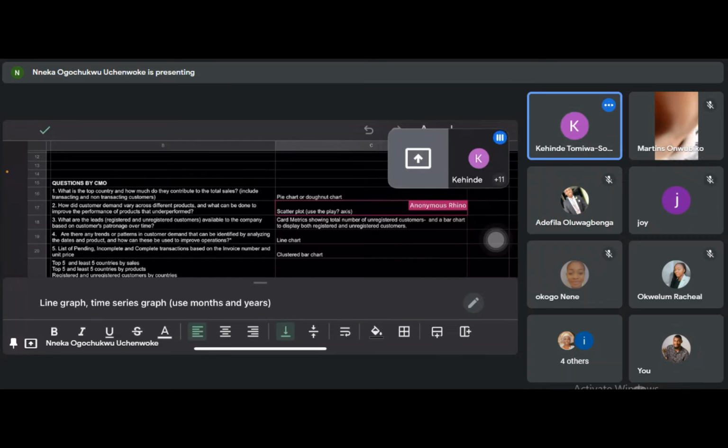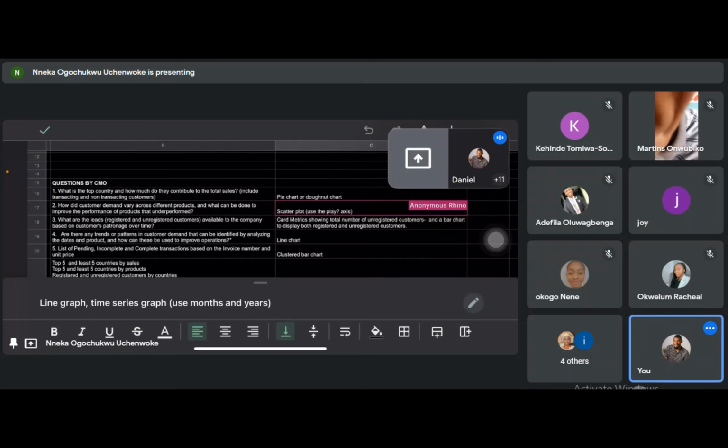Okay, so I made an example of Nigeria and Ghana. Ghana produces coffee. Let's just assume, right? Nigeria is cocoa.